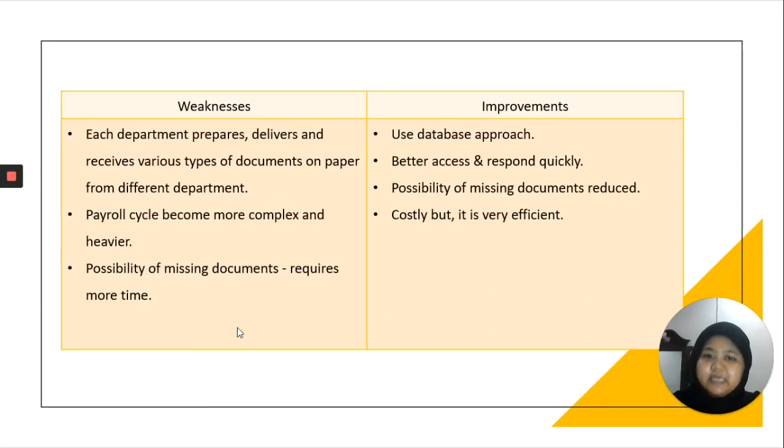Last one is each department prepares, delivers, and receives various types of document on paper from different departments. So when there's too much process between the departments, the payroll cycle becomes more complex and heavier. So there is the possibility of missing documents, and it also requires more time.